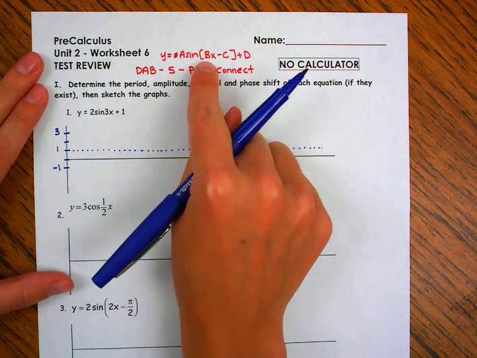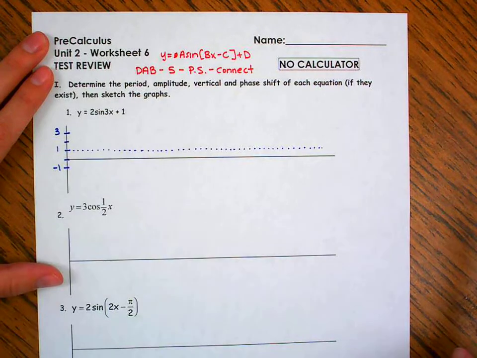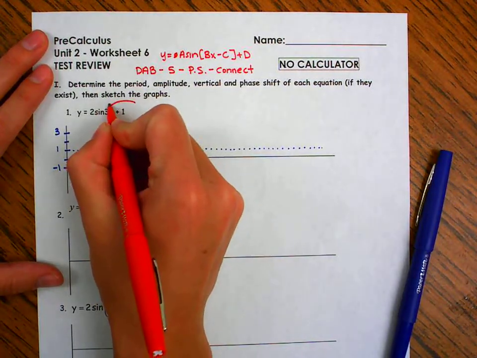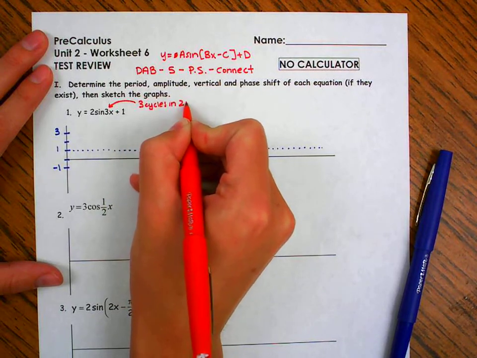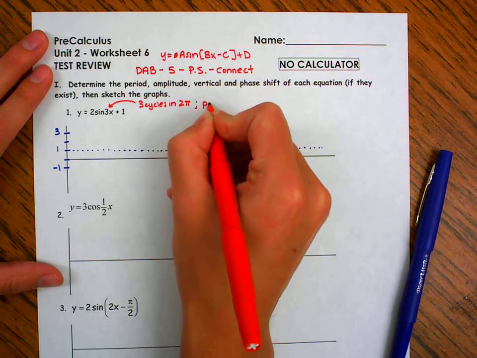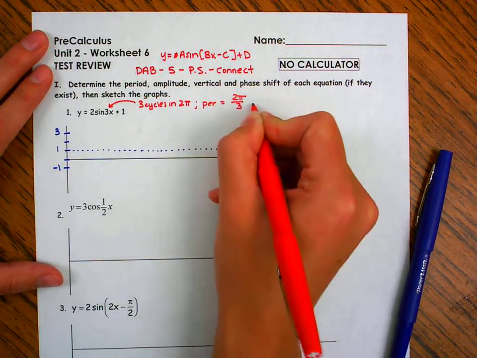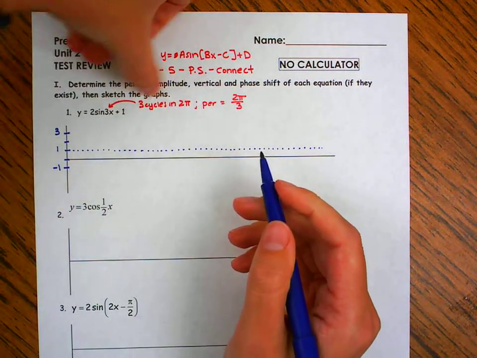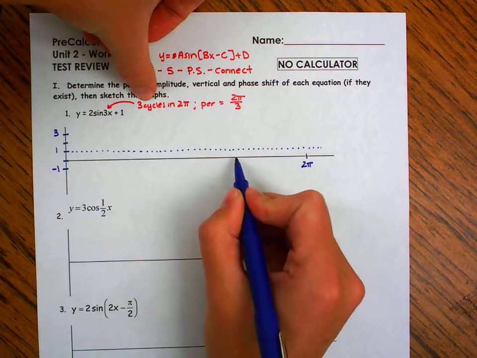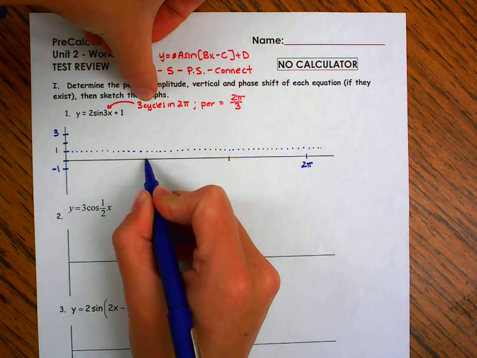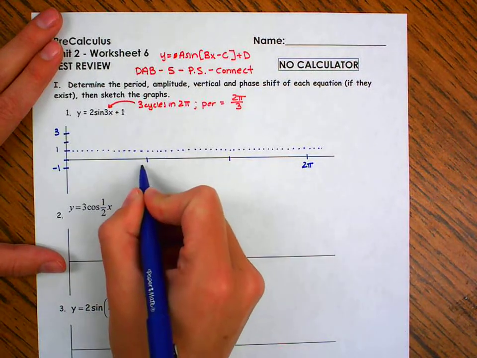Well, my B is this number here. Mine's a 3. So remember, this 3 here tells me that I'm going to have 3 cycles in 2 pi. And if I want to get to the period, I take 2 pi and I divide it by b. So this tells me that in 2 pi, I'm going to really stretch this out, I'm going to have 3 cycles. Okay? And if I divide this by 3, I get to 2 pi over 3.